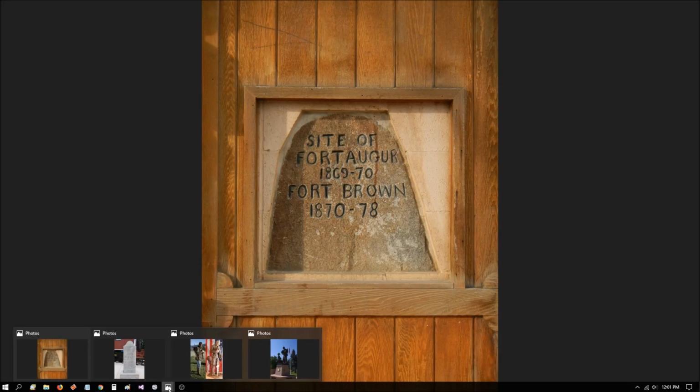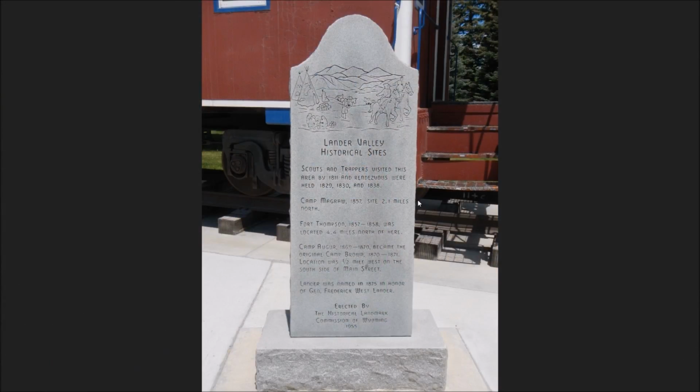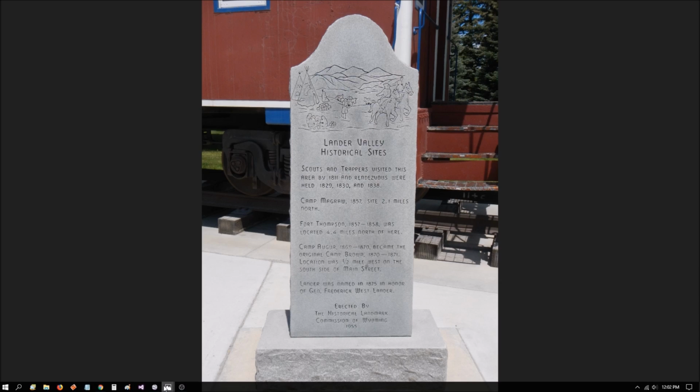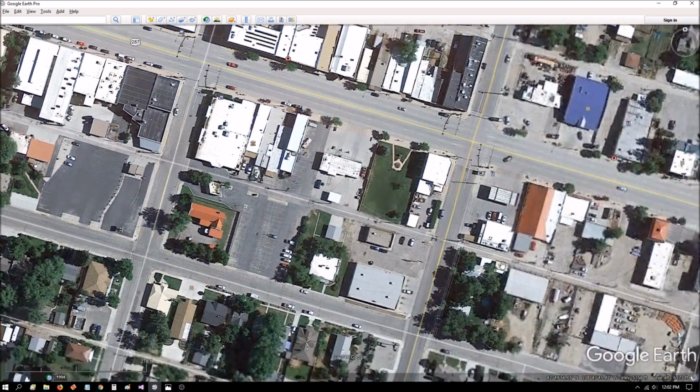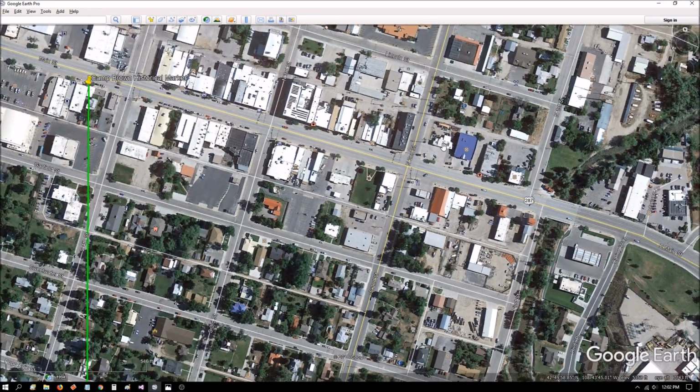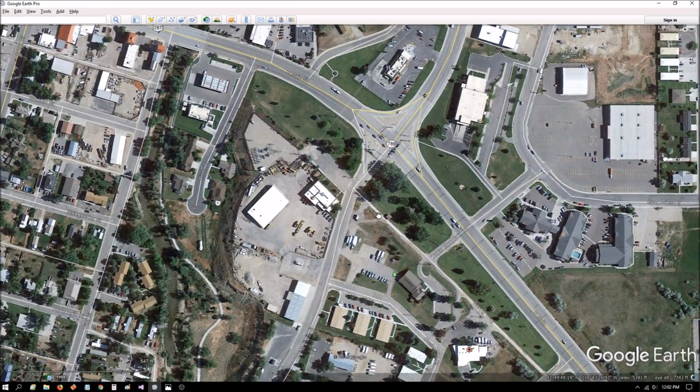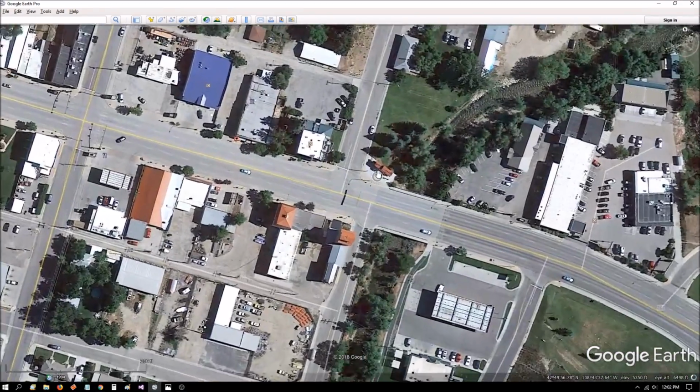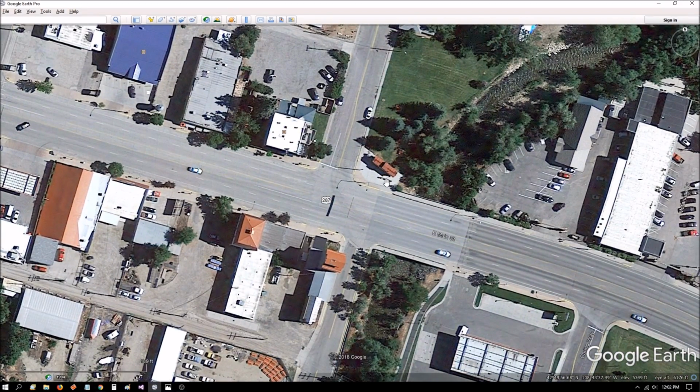In Lander, they also have a second monument, this one, which is over by the caboose, and it's a historical site, both of those monuments, except the fort wasn't exactly here. It was over at the first monument that I showed you. But here they describe all the forts that are nearby, and Camp Aguirre, and they have Camp Brown again. And basically that item is down here. This is Main Street, okay? That marker is right here. Here's the caboose. That marker is right here.